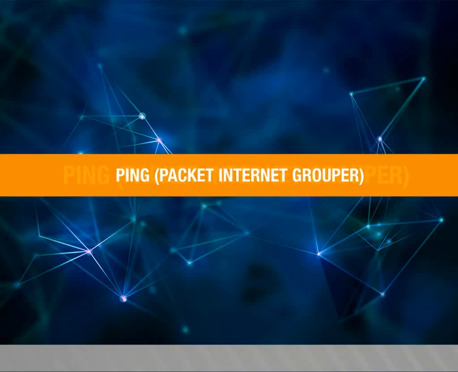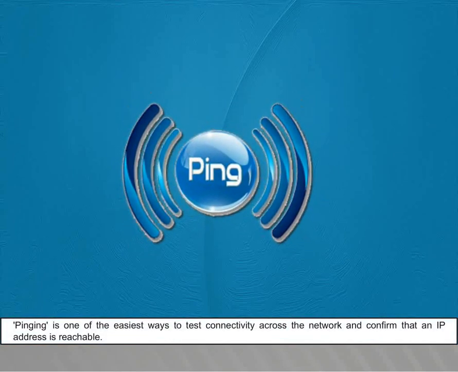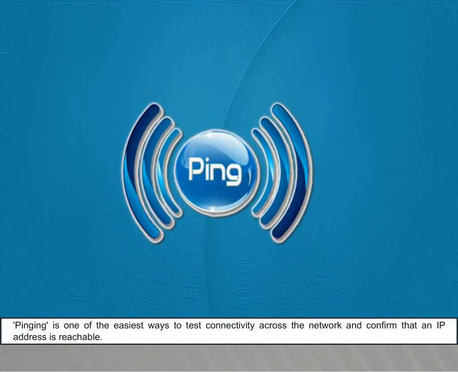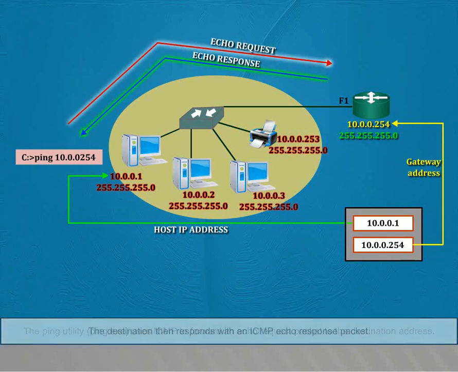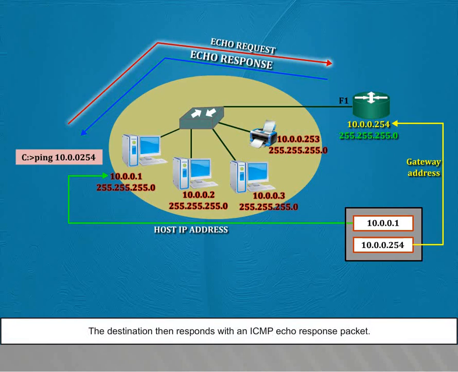Ping, that is Packet Internet Groper. In this video, we are going to see about ping, that is Packet Internet Groper. Pinging is one of the easiest ways to test connectivity across the network and confirm that an IP address is reachable. The DOS ping utility, that is ping.exe, uses ICMP to forward an echo request packet to the destination address. The destination then responds with an ICMP echo response packet.